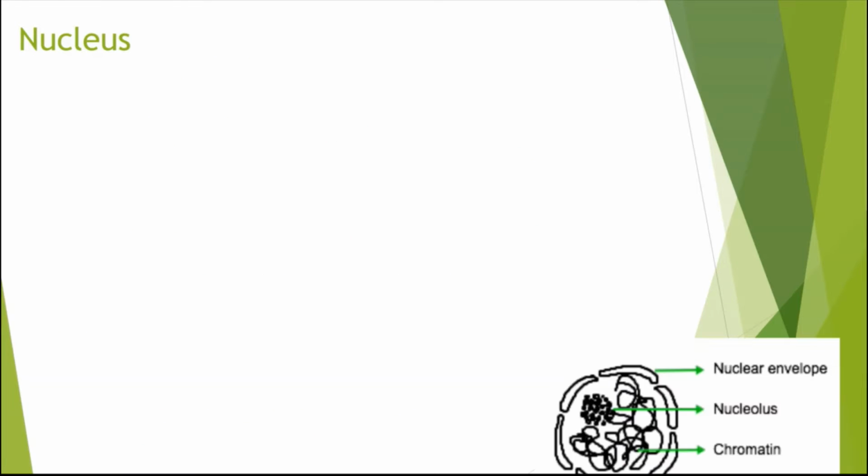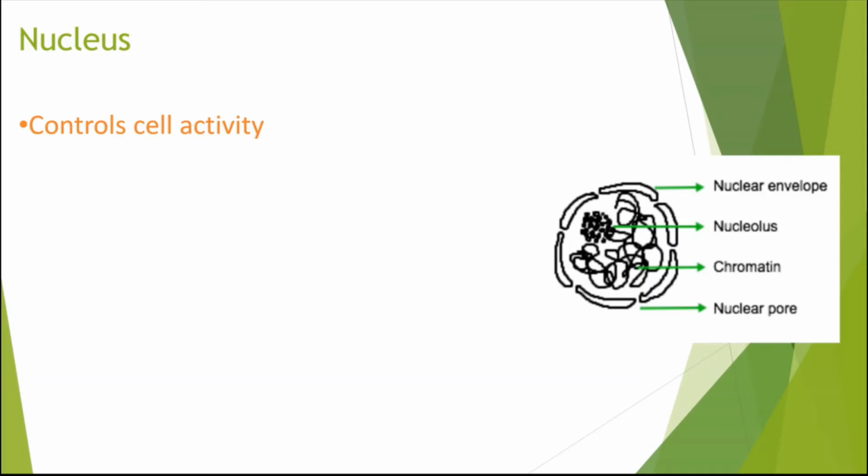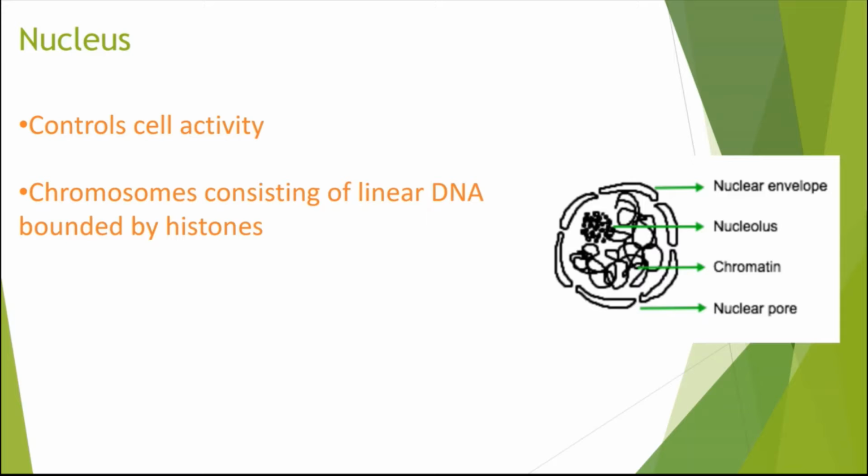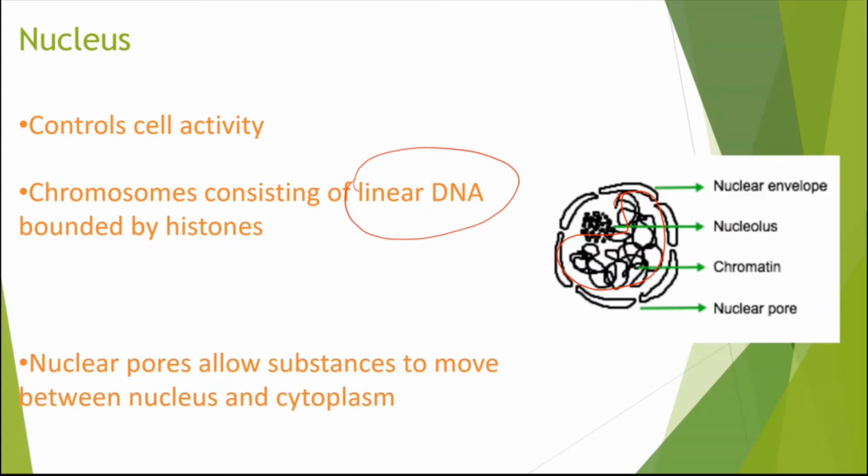So next is the nucleus. The nucleus controls the cell activity. Inside the nucleus there are chromosomes consisting of linear DNA. Because it's a eukaryotic cell, it will only have linear DNA, but if it was a prokaryotic cell, then it could have circular DNA. In this case, it will have linear DNA, and it's bound by proteins called histones. So we have the DNA there, and it'll be bound by histones.